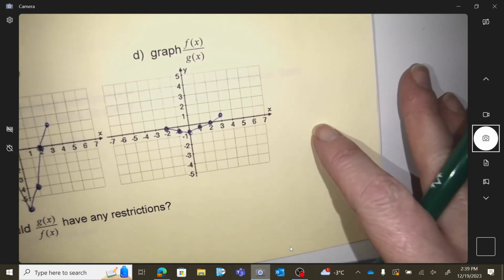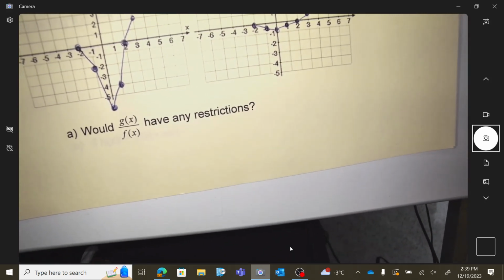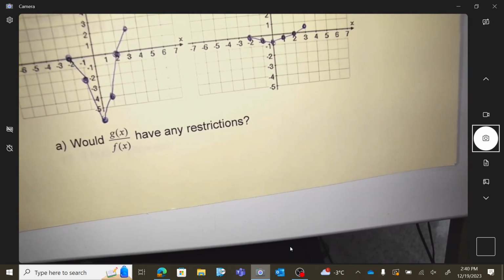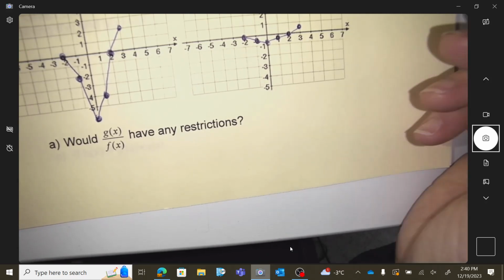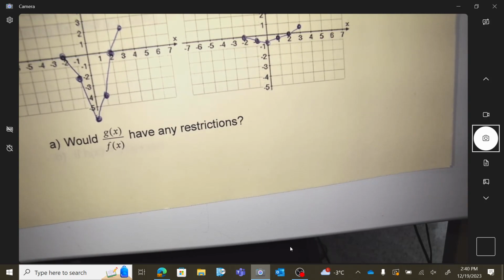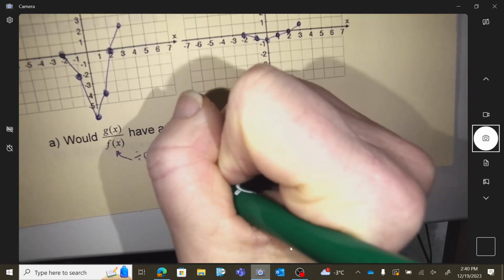That's good? So now I had a further question here. What if I had done a g of x divided by an f of x? Would there be any restrictions? So g of x divided by f of x. So what do we talk about with division? What's not allowed? You can't divide by 0.